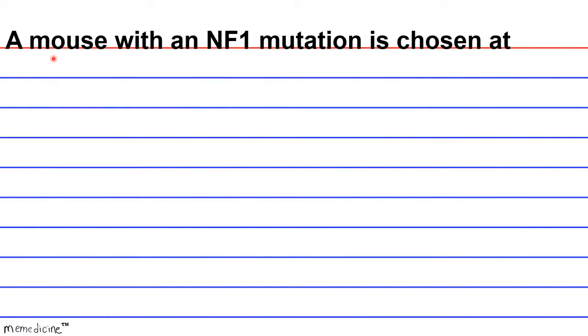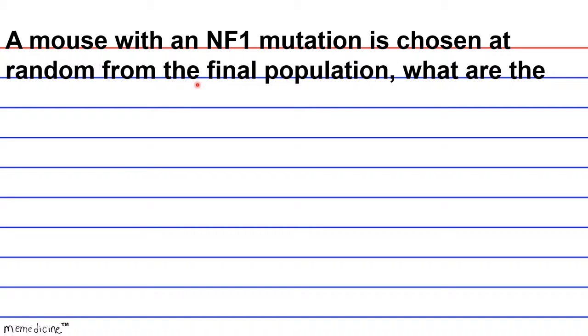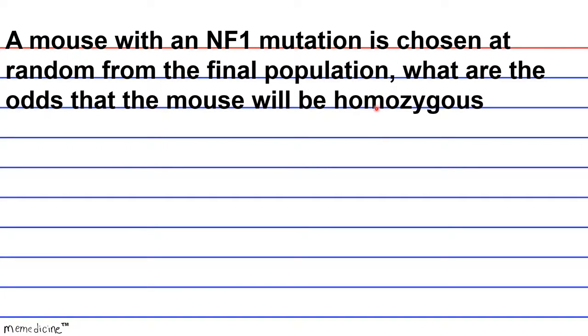A mouse with an NF1 mutation is chosen at random from the final population. What are the odds that the mouse will be homozygous dominant? A, 1 to 8, B, 1 to 12, C, 1 to 4, or D, 1 to 3? I'll give you a moment to decide. Be sure to press pause if you need to. All right.